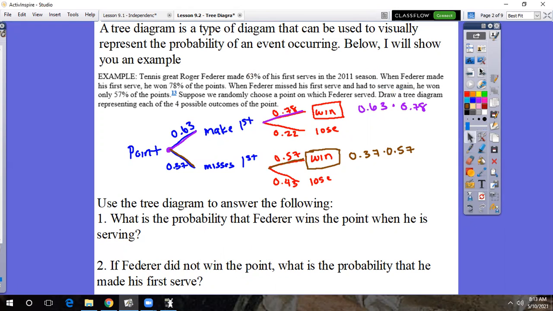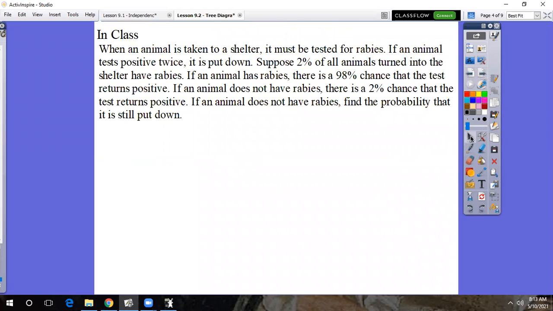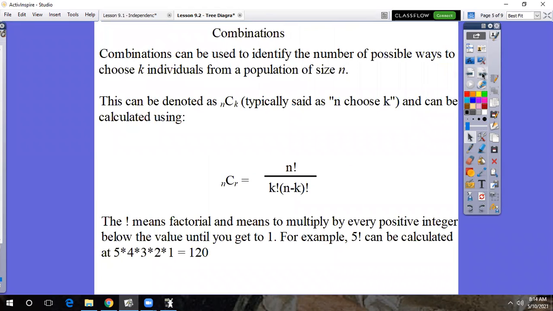On the next few pages, there are some examples that I'm going to let you try on your own before class. This one is about YouTube and internet users. I'll let you try to make yourself a tree diagram for this and answer it. And this is another one in class, a much more depressing one about animals being put down at shelters. But you know what? Most of them are not put down, so there's the positive in the situation. We're going to do this one in class, but again, you can go ahead and try it if you want to.